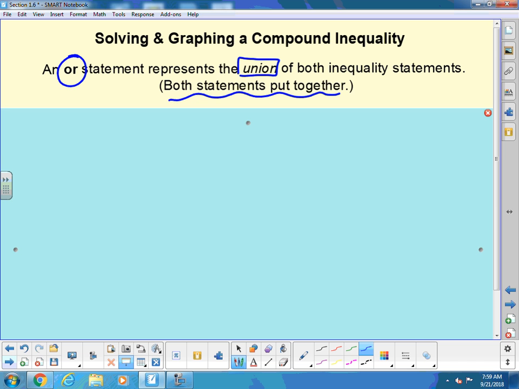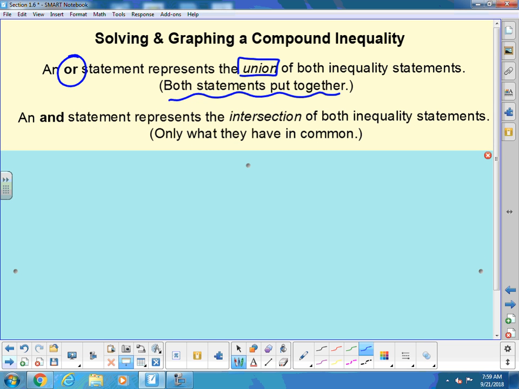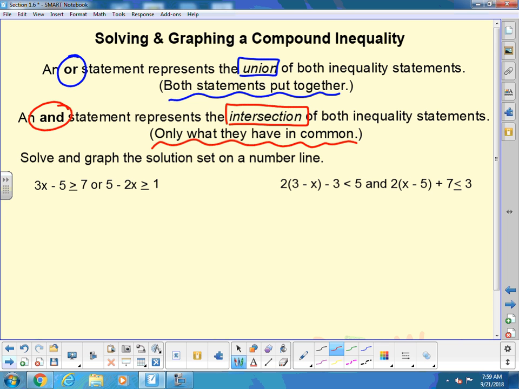Okay? If you see the word and, it means intersection. So our solution is only what the two inequalities have in common, where they overlap. So or is everything put together. Doesn't matter if they overlap or not. It's a solution to one, it's a solution to the whole. And is intersection, only what they have in common.